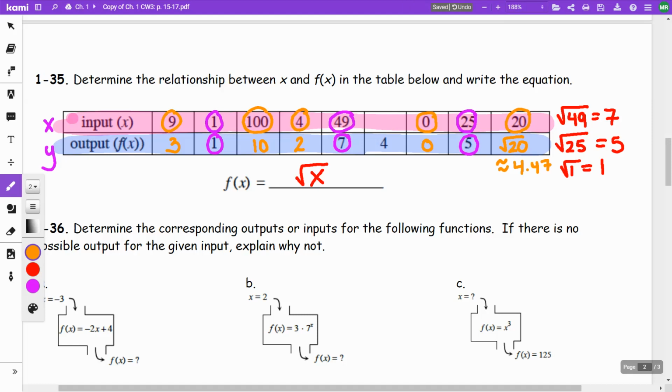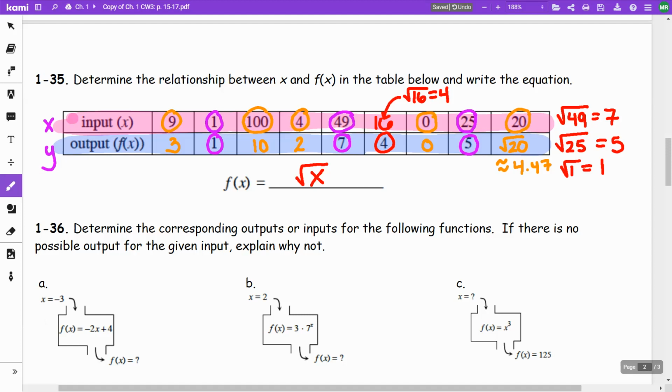Now, one of these is going a different direction. I want to know, what can I take the square root of to get a 4? I know that the square root of 16 is 4. So this right here is going to be a 16.